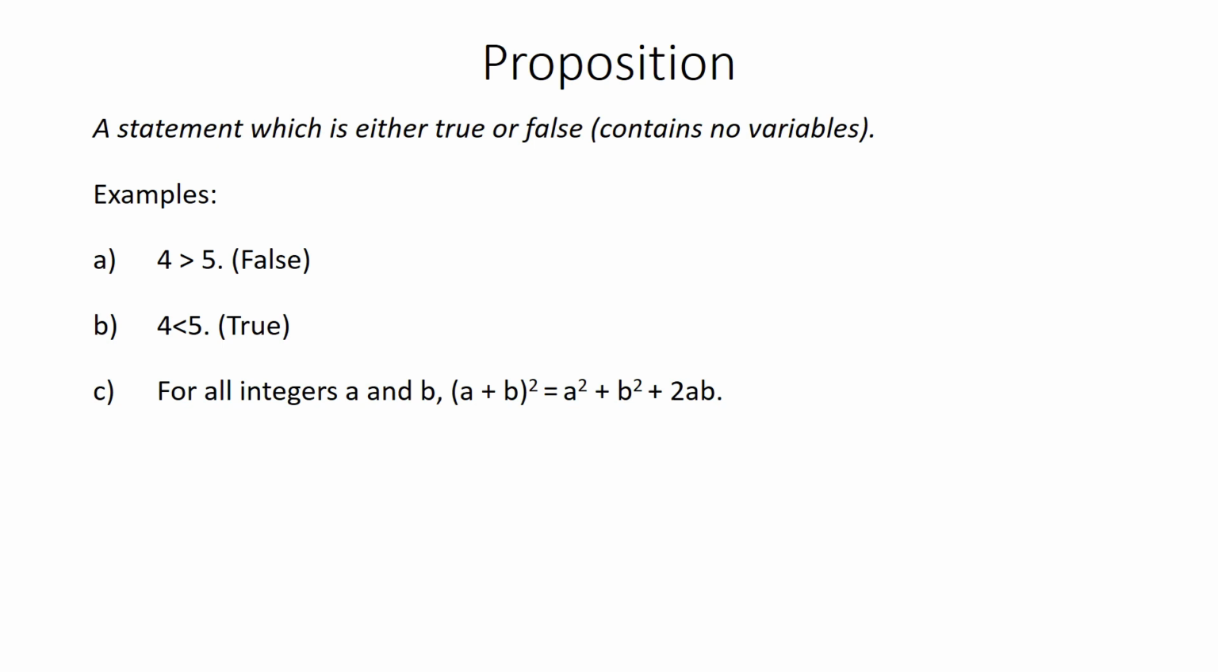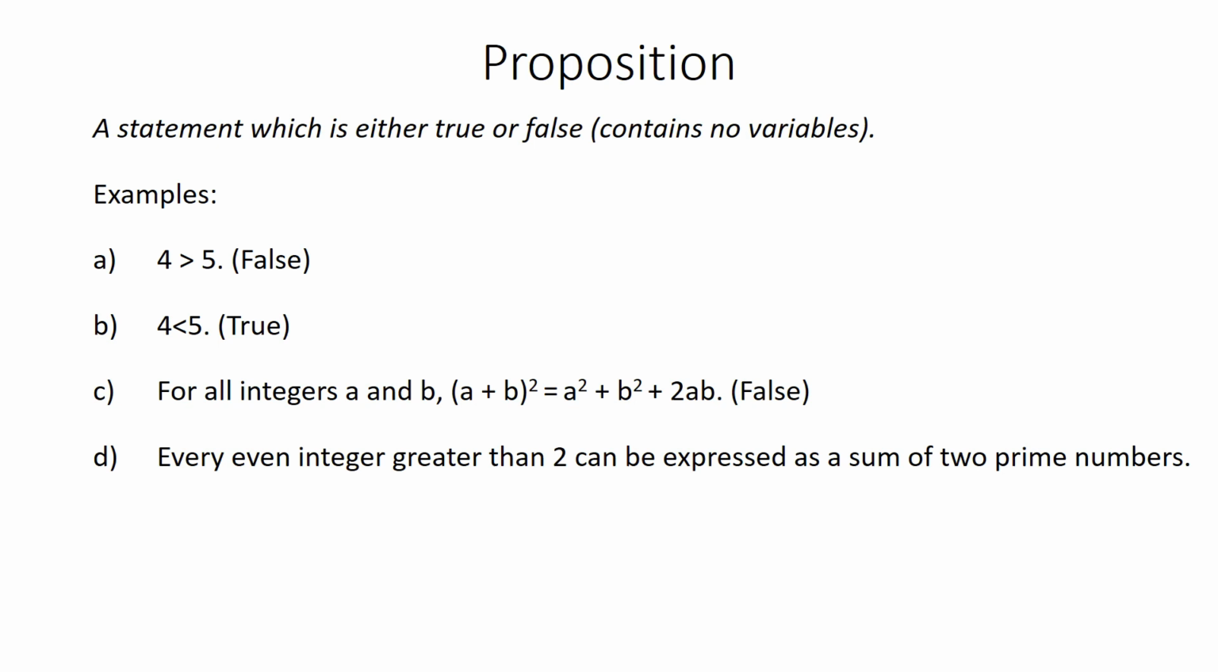For now, let's focus on whether it's true or false. If you aren't very careful, you might be tempted to suggest that this statement is true. However, if you look carefully, the proposition states that this algebraic expression, (a plus b) the whole square is a square plus b square plus 2ab, is true for all integers, whereas we know that this expression is only true for non-negative integers. And therefore, as it stands, this statement is in fact false.